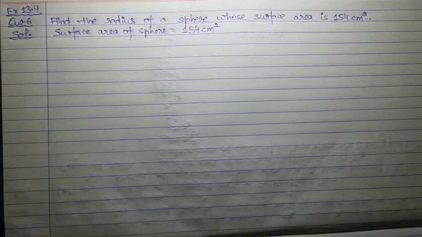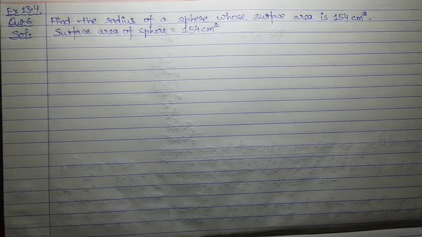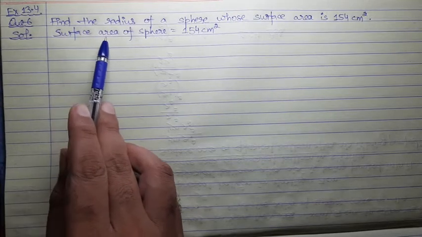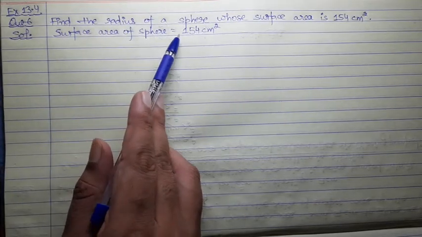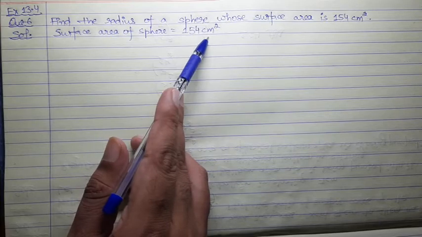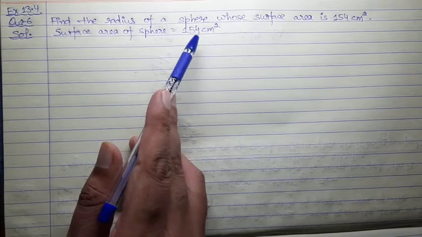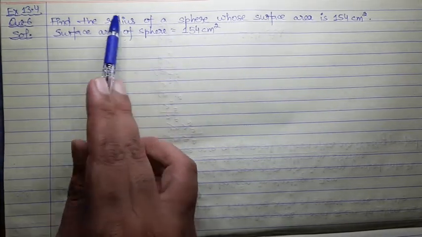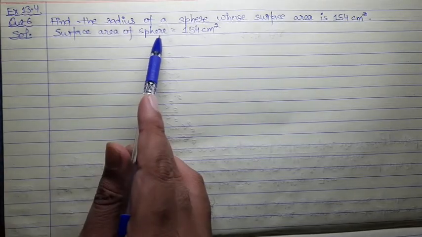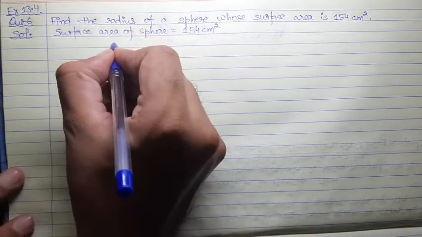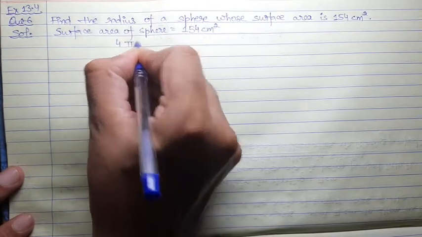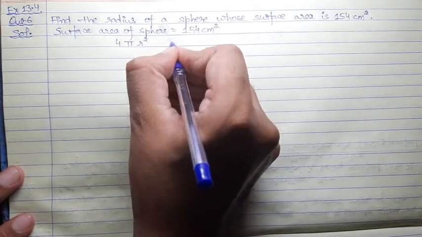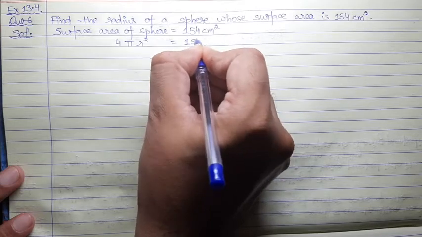Question number 6, exercise 13.4. Find the radius of a sphere whose surface area is 154 centimeter square. Students, in this question, surface area of sphere is already given, which is 154 centimeter square. Now, we already know surface area of a sphere is 4 pi r square equal to 154 centimeter square.